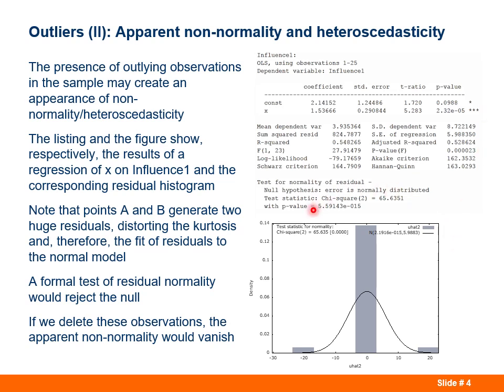For example, if you compute the sample histogram for the residuals, you will see that most of the residuals are very close to the center, but there are large residuals corresponding to the points A and B, which are far from the regression line and then produce large residuals. So a formal test for residual normality, such as the one that we have here, would reject the null hypothesis.